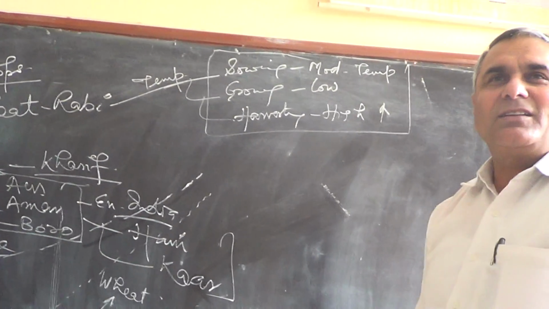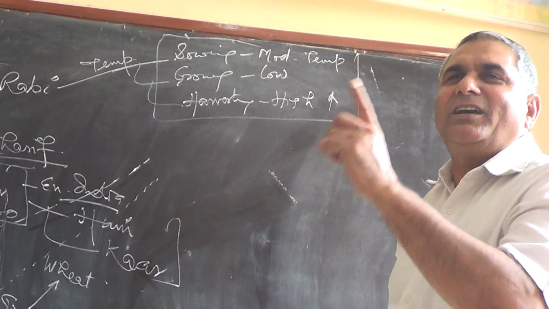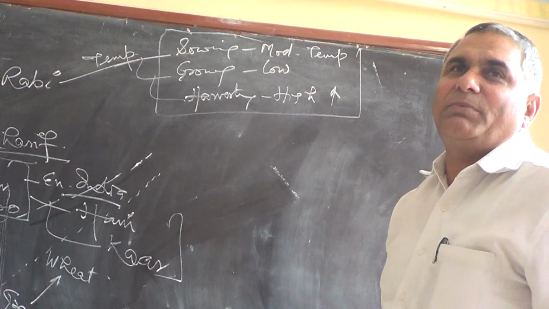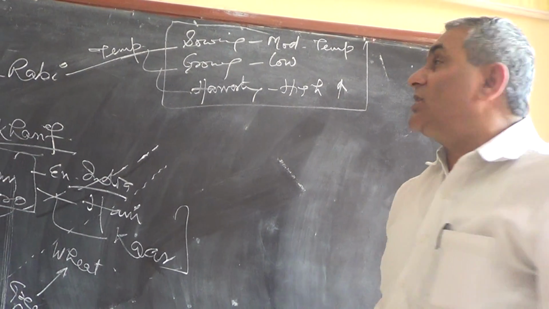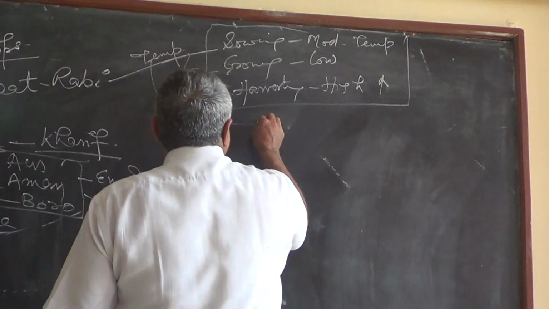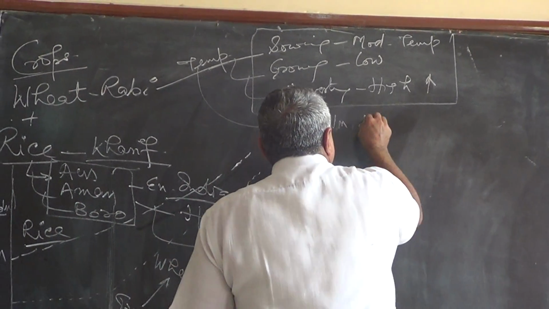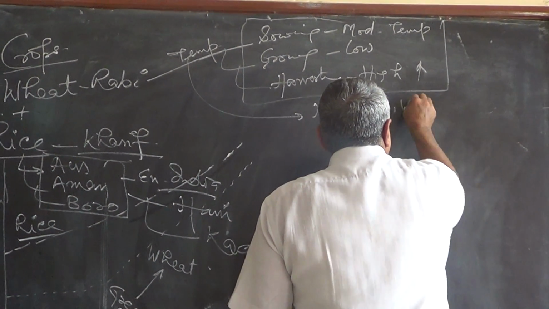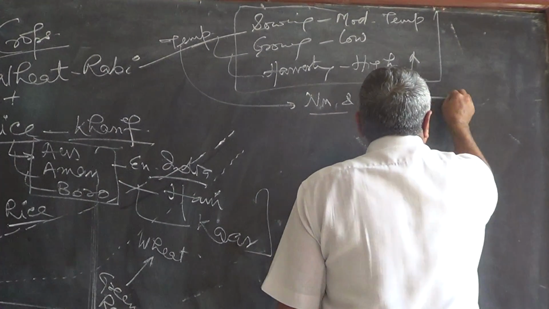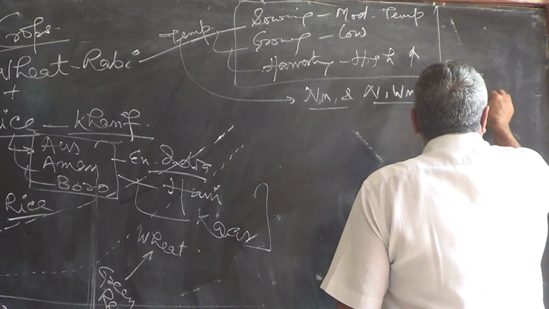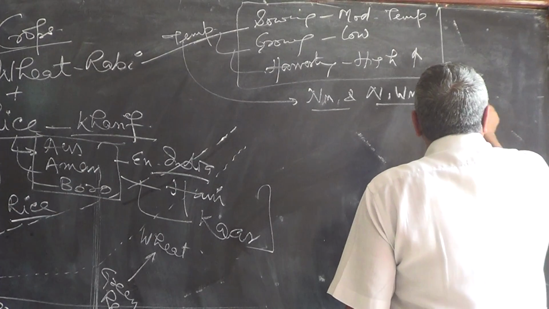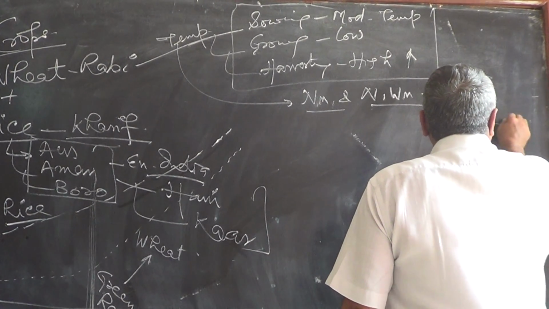This temperature condition in India is found only in the northwestern part of the country, or in the northern part of the country. So it is northern and northwestern part of the country. Now it is heading to the central part, central plus eastern part of India.